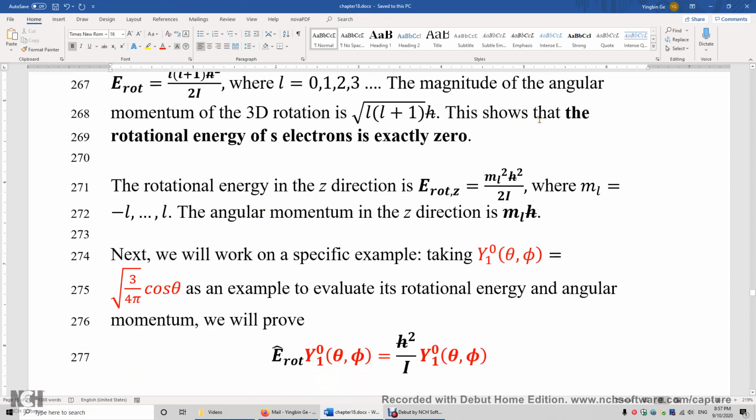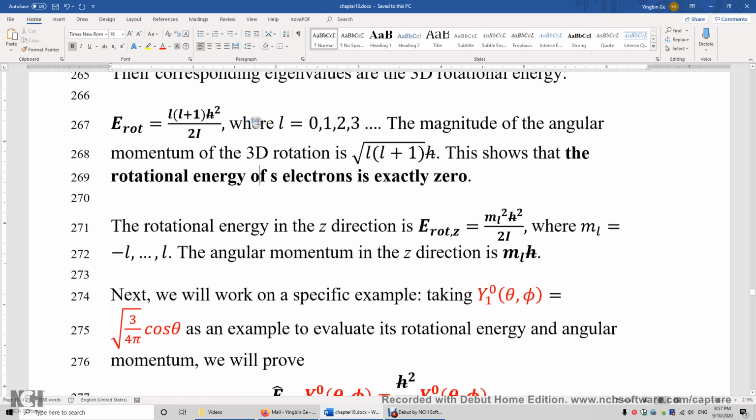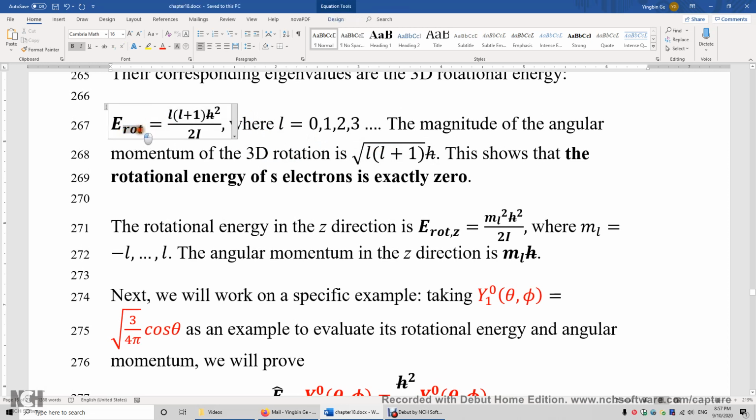There's one thing really interesting and surprising. The rotational energy of s electrons is exactly 0, no matter whether you have 1s, 2s, 3s, or 4s electrons. L is 0. If L is 0, then the angular momentum is 0. The rotational energy is 0. Again, this is surprising, but this is also the result of solving the Schrodinger equation exactly.